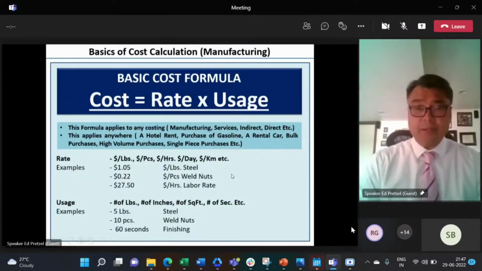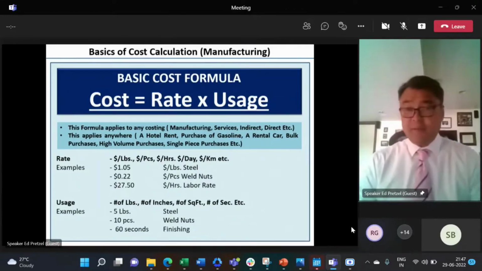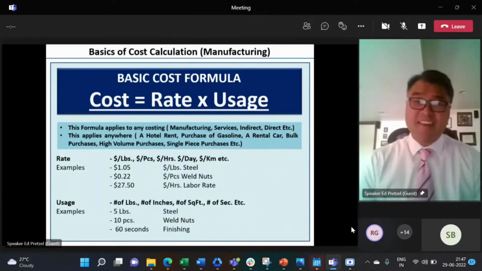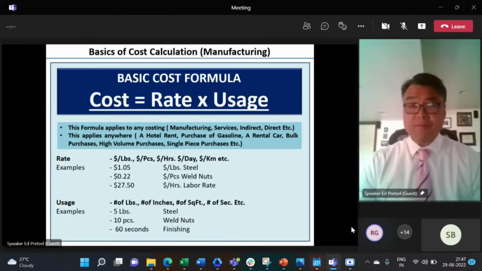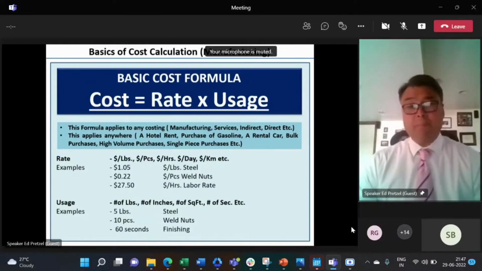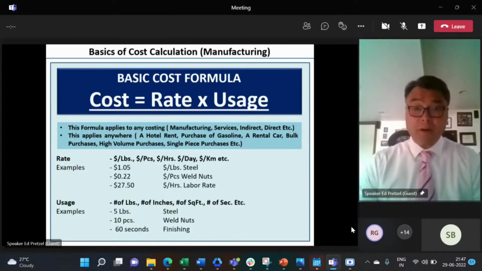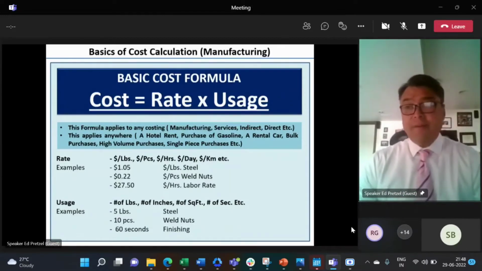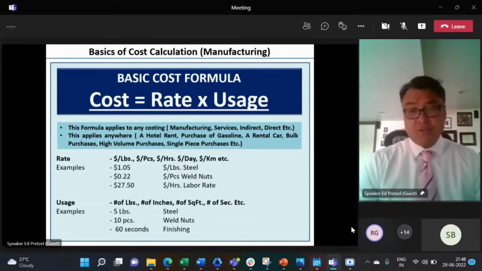There's a basic formula that we use over and over. It can be applied really to any part of your life and is also applied to the costing of manufactured products. And that is cost equals a rate times a usage. This is an important formula because what we want to do is benchmark the rate and the usage. And we want to make sure that those are competitive because if they are, then you'll have a competitive cost. If you find that they're not competitive, that's where the waste identification happens.